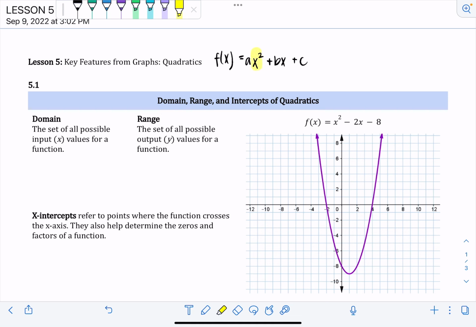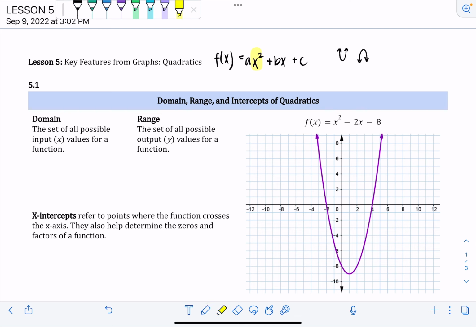There can't be any higher powers of x. There can be an x to the third power, but there does have to be that x squared there. If it's not there, then it's no longer a quadratic. And then the graph is that U-shaped parabola that can open up or open down. It wouldn't ever open sideways though.